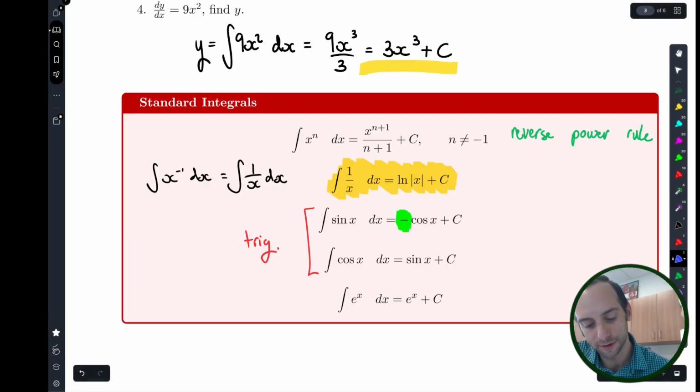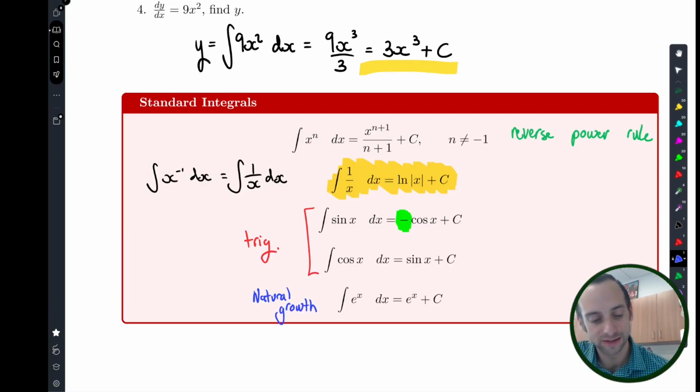Okay? And finally, we have our natural growth integral. So the integral of e to the x is simply e to the x plus c, which makes sense because the derivative of e to the x is e to the x. Okay? So if e to the x has not become your favorite function by now, I don't know what else I need to do to convince you. It's a function that has its own derivative, but also its own integral.